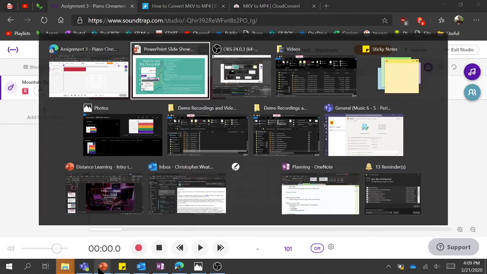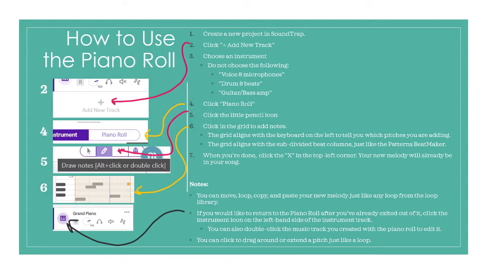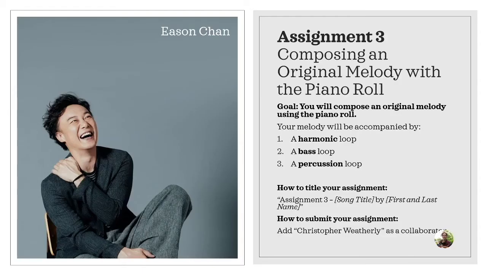Going back to the slideshow, we've now made our first melody. That's great. And here's what you're going to do with it. So assignment 3, composing an original melody with the piano roll. You'll compose an original melody, use the piano roll, and that melody will be accompanied by a harmonic loop, a bass loop, and a percussion loop.